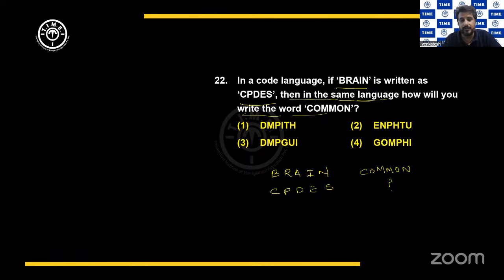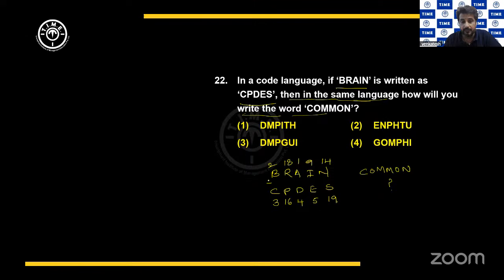I suggest you write the place values first. B is 2, R is 18, A is 1, I is 9, N is 14. C is 3, P is 16, D is 4, E is 5, S is 19. See, in this session, remember that we will be covering all the different question types that they'll give you in Tier 1. So far, since SSC started giving exams, whatever different types of questions there are, all of them are being taken up for discussion.